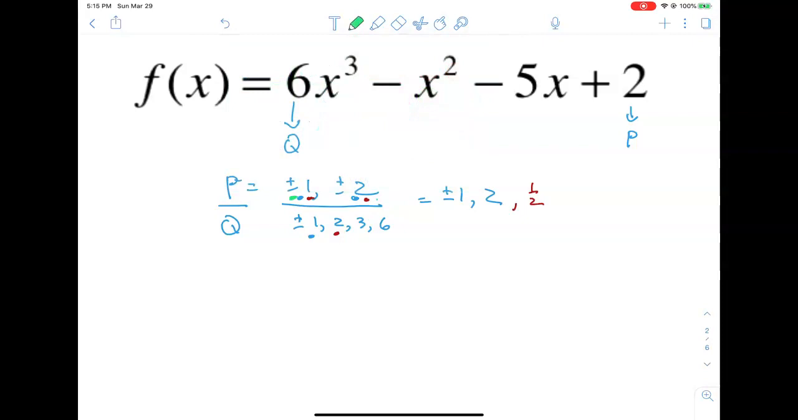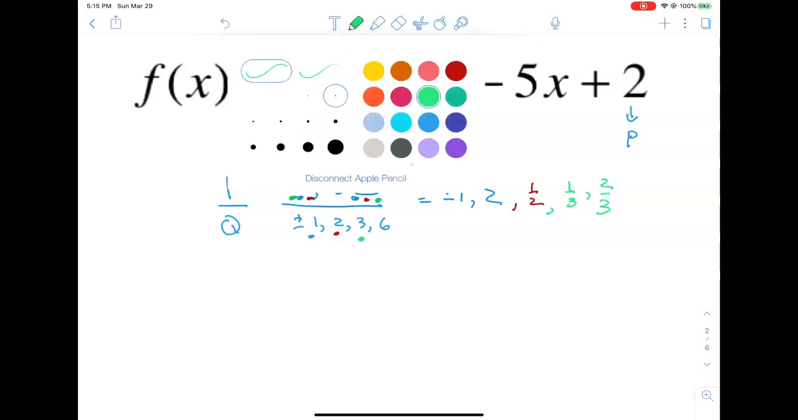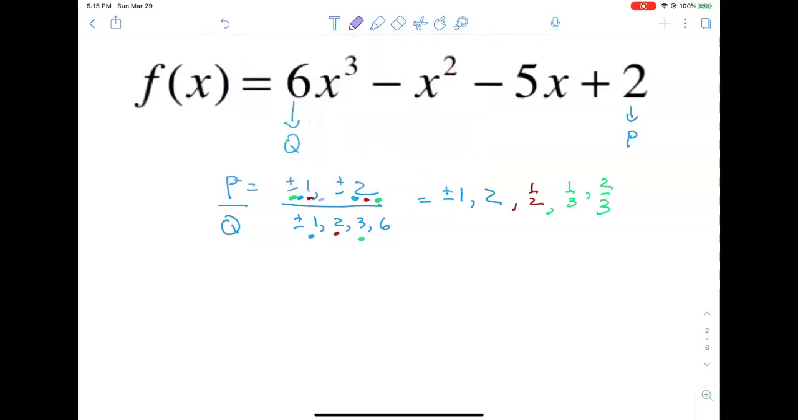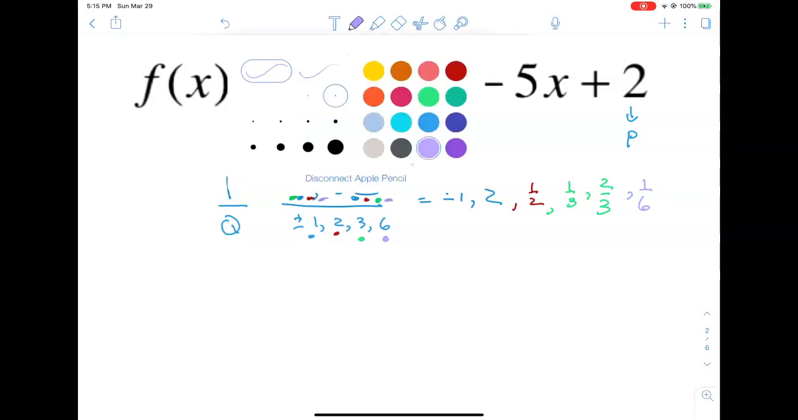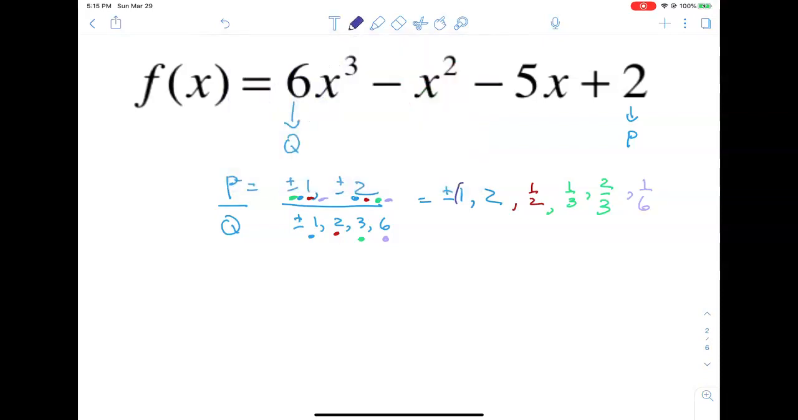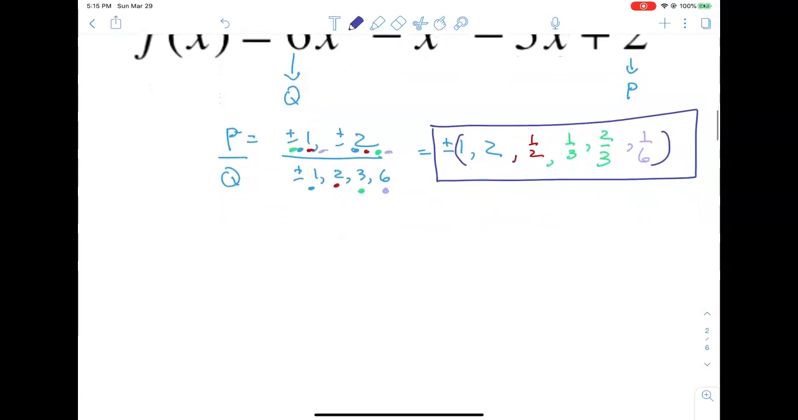I'm going to take this 1 and this 2 over 3, which would be 1 over 3, 2 over 3. Remember, it's plus or minus all these numbers. And then lastly, we're going to take both of these numbers over 6, which would be 1 over 6. Now 2 over 6 is 1 third, so that's already on our list. All right, so our possibilities are plus or minus all these numbers for our synthetic division. So we'll go ahead and try that right now.